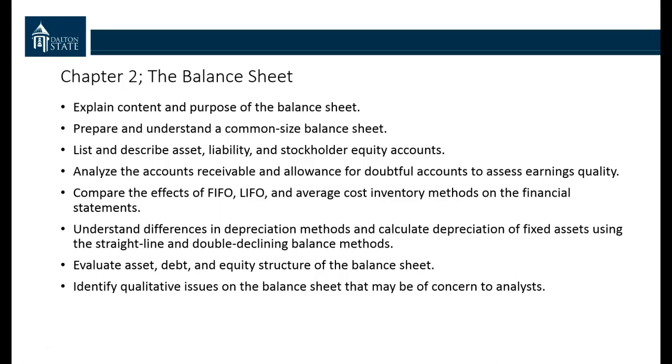Prepare and understand a common-sized balance sheet. Well, I'm going to have you guys do an exercise in this, but basically the common-sized balance sheet is where we take any line item in the balance sheet, we'll take every line item in the balance sheet and divide it by total assets. Remember, we can do that because the total assets has to equal total liabilities plus owner's equity. So those numbers are the same. So I only talk about dividing everything by total assets because there's no sense in talking about any other number.